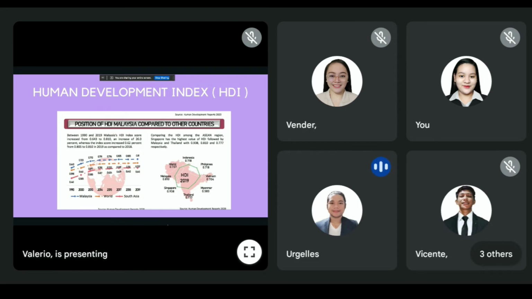Between 1990 and 2019, Malaysia's HDI value increased from 0.643 to 0.810, an increase of 26%. Between 1990 and 2019, Malaysia's life expectancy at birth increased by 5.3 years, mean years of schooling increased by 3.8 years, and expected years of schooling increased by 3.9 years. Malaysia's GNI per capita increased by about 177.3% between 1990 and 2019.